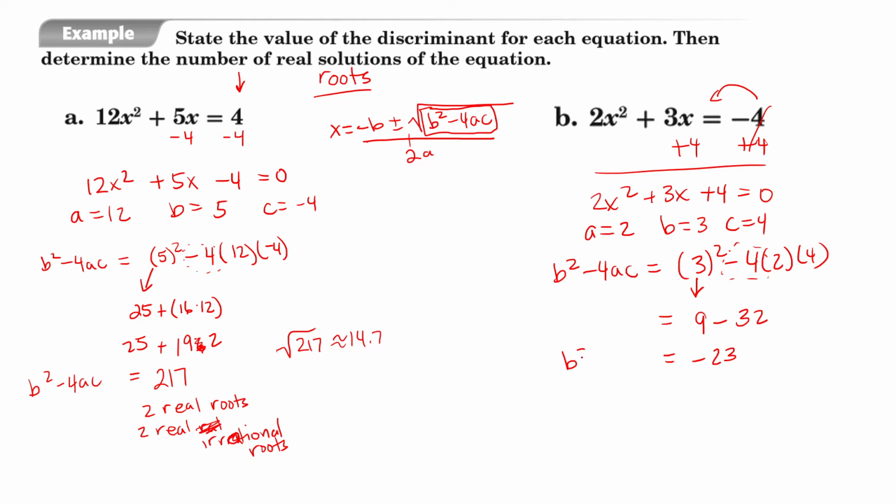Alright, so my discriminant, b squared minus 4ac, is negative 23. So that means, because we have a negative under a radical, that means 2 imaginary roots. Alright, and that's what you're doing for the first part of this section. You can pause the video now and then work on some of these, and then I want to show you a trick with number 12.